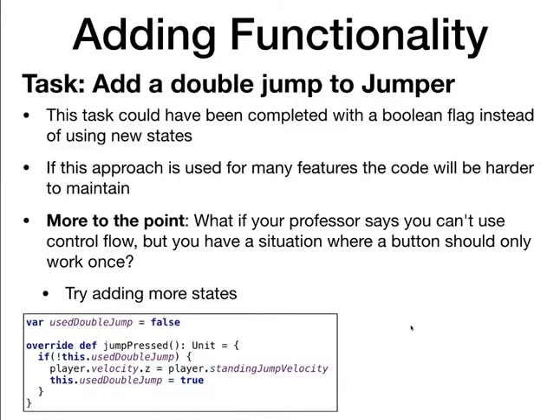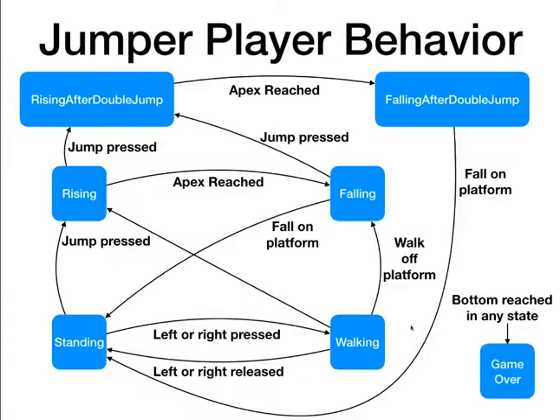But more to the point, what if your professor gives you an assignment where you can't use any control flow? Well, we can't use this method, so you're kind of stuck. If you have some functionality that should only work once, maybe a decimal button, you might need more states for that. After you press that button, move to another state where that functionality is disabled.